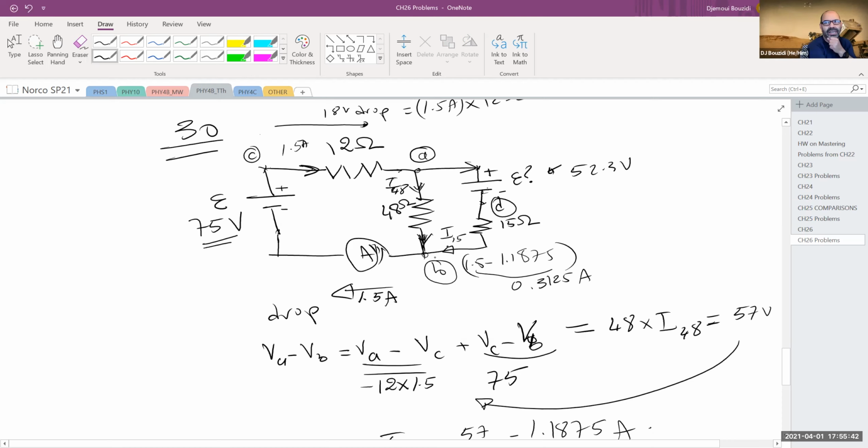Since I found A is higher than B, that's why I know this current of I-48 is raining from A to B, because this is actually 57 volt. A and B, there is a gap of 57 volt between them, where A sits higher than B. So that's why the current is coming down from A to B. Make sense? Yeah, we're all good. I understand now. Very good, very good.